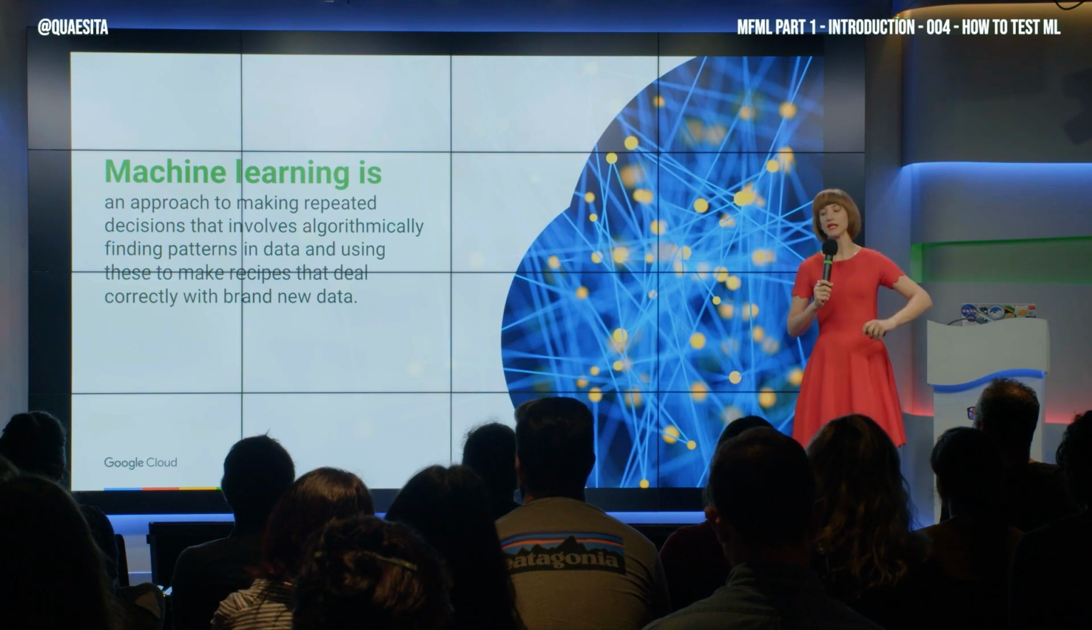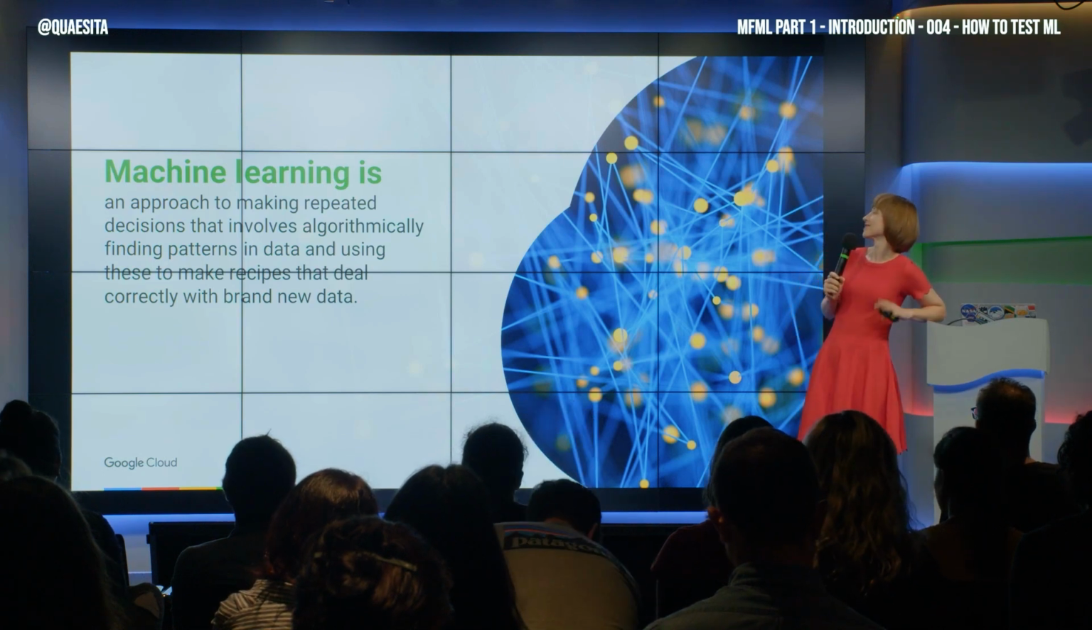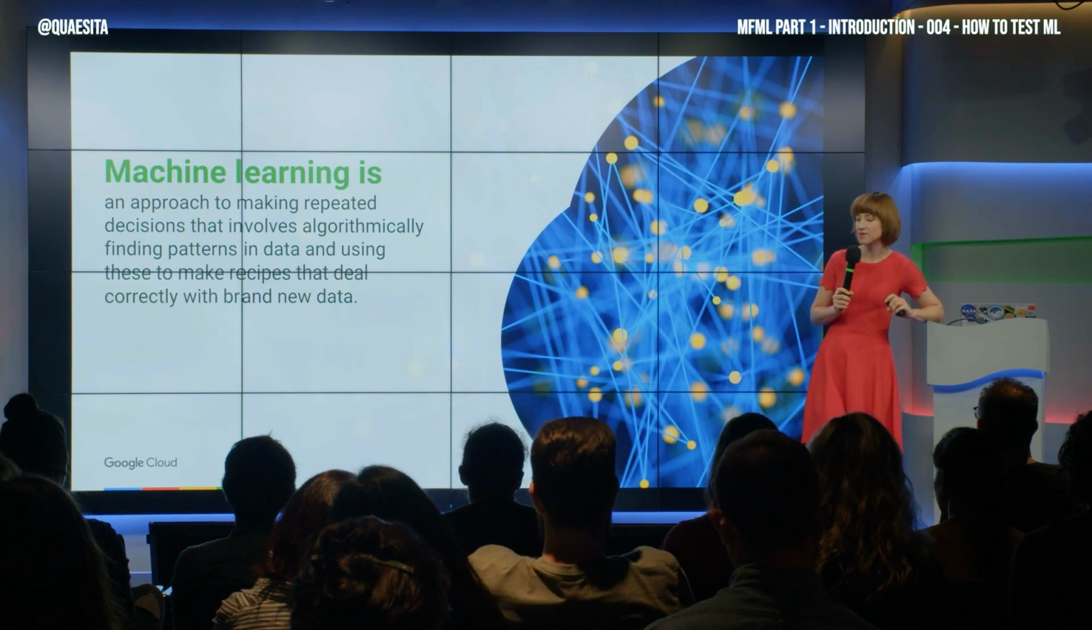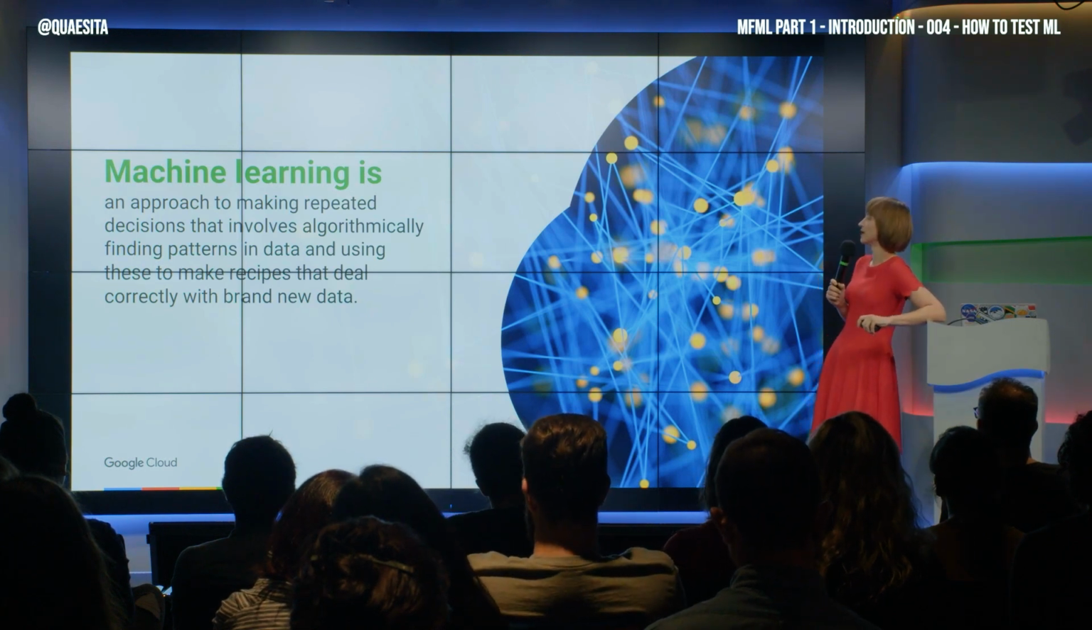So what is machine learning? It's an approach to making repeated decisions that involves algorithmically finding patterns in data and using these to make recipes that deal correctly with brand new data.